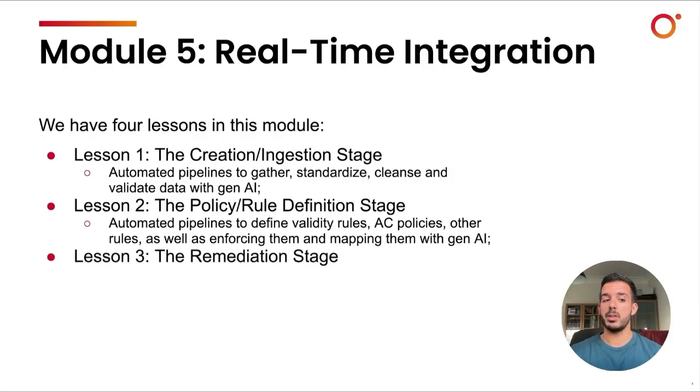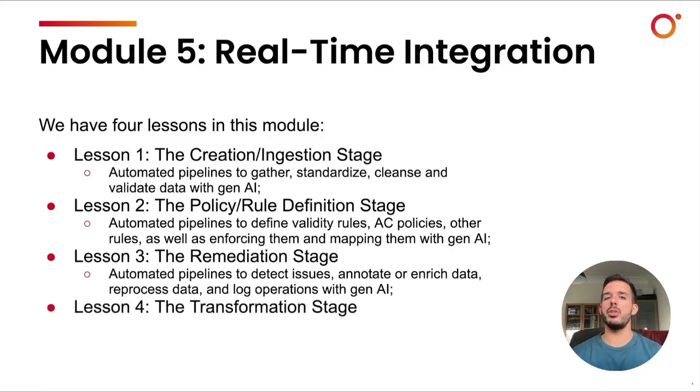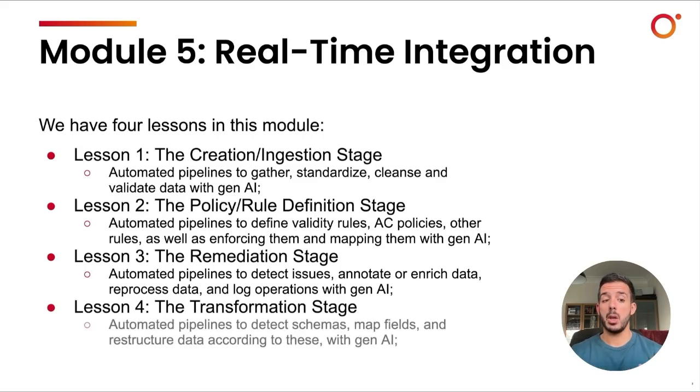Then, lesson number 3 is going to be about the remediation stage. That is, automated pipelines to detect issues, to annotate or enrich data, to reprocess data, and to just log operations with GenAI, naturally. And then, lesson number 4 is going to be about the transformation stage. That is, automated pipelines to detect schemas, to map fields, and to restructure data according to those mappings with generative AI. So basically, as you see, it's applying GenAI in an automated pipeline for each of the stages and the operations that we've previously covered in a manual manner.